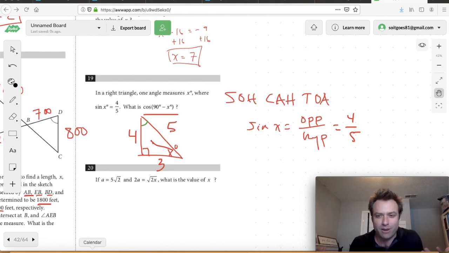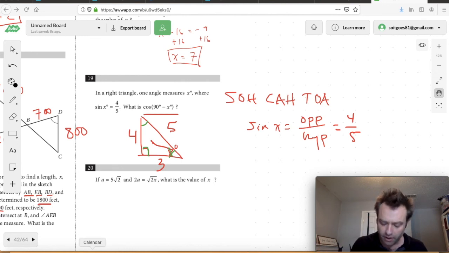So 90 minus x is going to be an angle. Well, we know one angle already is 90. We know the other one is x, so it's probably the other one, right? And it makes a ton of sense, right? Because if you know every triangle has 180 degrees, if you know 2 of the angles in a triangle, you can subtract the 2 known angles from 180 degrees, and you'll find the remaining unknown angle, right?